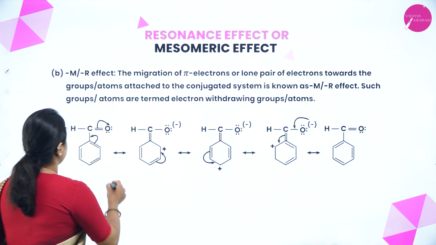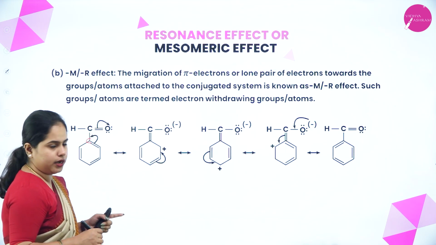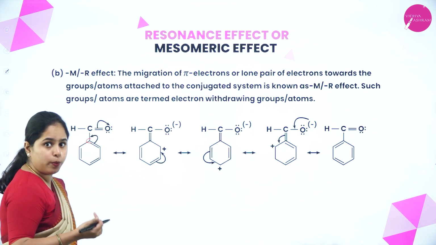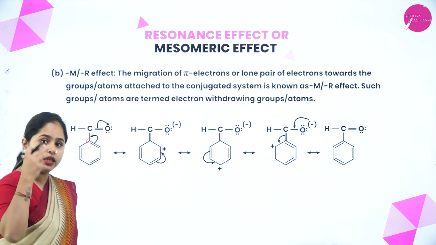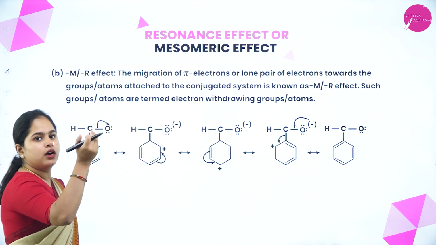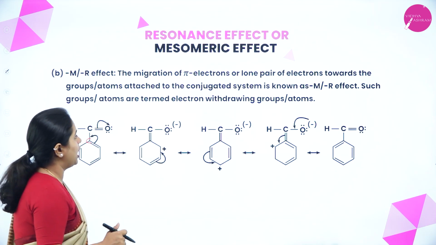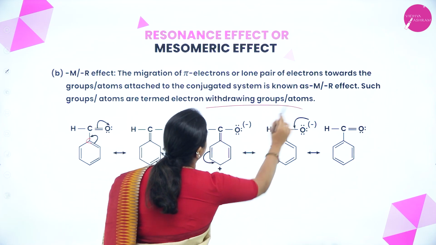Right. So as you can see here, a carbon atom is here. This is the attached group here. The attached group will take up the electrons, or the pi electrons or lone pairs will be moving towards the group which is attached here. Okay, so such groups or atoms are termed as electron withdrawing groups.